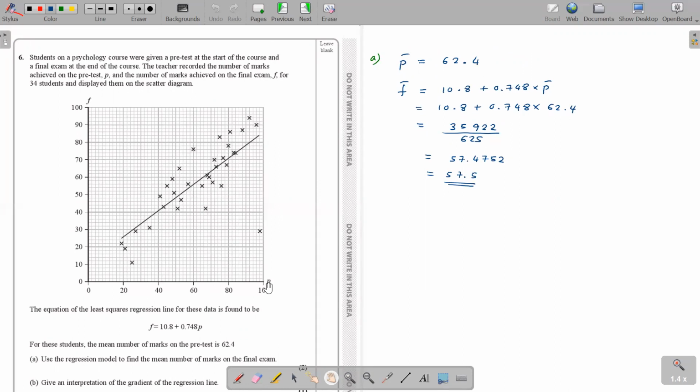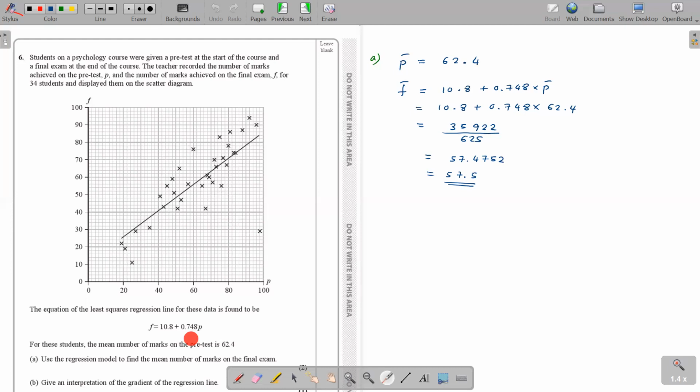So what's the x here? X is the pretest, right? So X is the number of marks achieved on the pretest. So for every extra mark you achieve on the pretest, for every additional mark, what happens? Your y, who is your y? The y means the final mark. The final mark will increase by the gradient. How much is the gradient? Your gradient is 0.748.